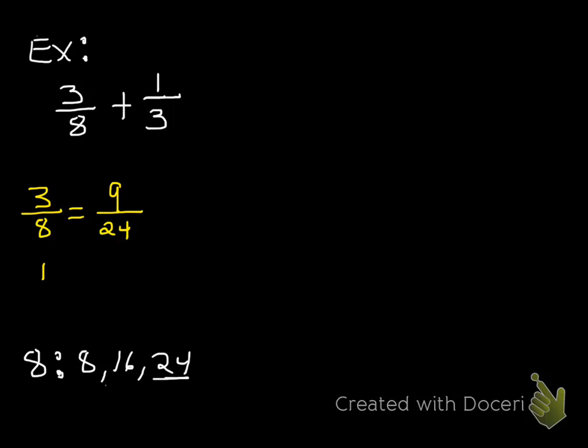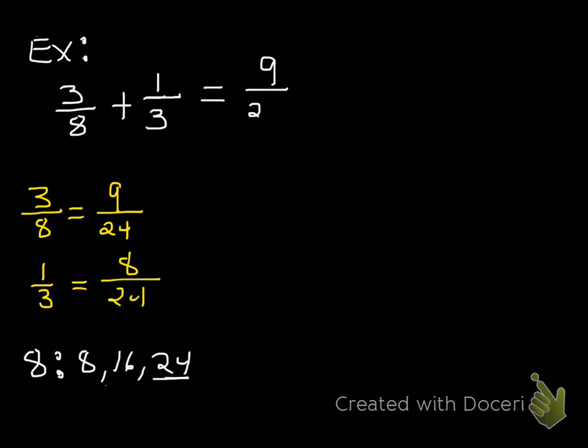Now for the 1/3, I need to multiply 3 by 8 to get to 24, so I need to multiply the numerator by 8 also. So 1 times 8 is 8. These are my equivalent fractions, 9 over 24 and 8 over 24. Before, we reduced those: 9 over 24 reduced to 3/8 and 8 over 24 reduced to 1/3. So we're going backwards, but we're doing it so we can combine these fractions.